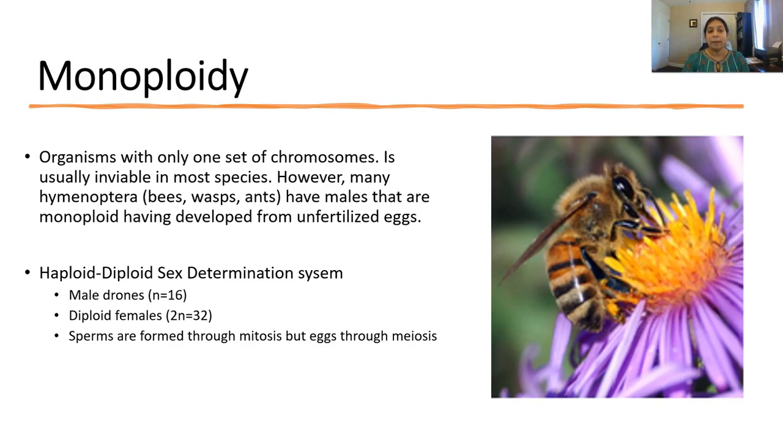So in this case, a male drone is going to be haploid, so it will just have one copy of the genome, and a diploid female is going to have the full set, two copies of the genome. The sperm in this case are formed just through typical, normal mitosis, no difference. But eggs would still need to go through meiosis so that they can create haploid gametes that can then combine with the sperm to create diploid females again.